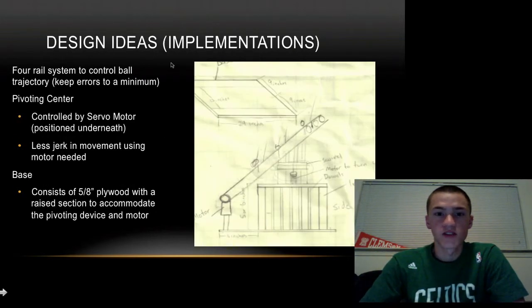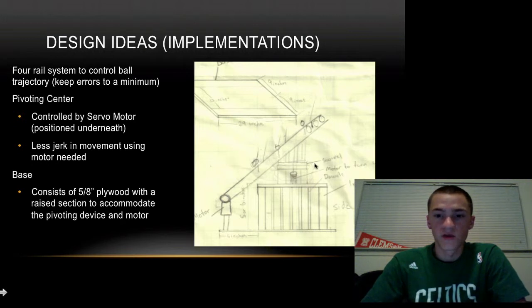Some of the design implementations that we created for the rail that the ball will roll down: it is a 4-system rail, 2 on the bottom and 2 on the top. The 2 on the top will try to reduce the number of errors with the bouncing, and the bottom 2 will control the speed of the ball.